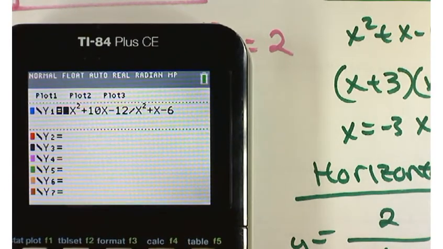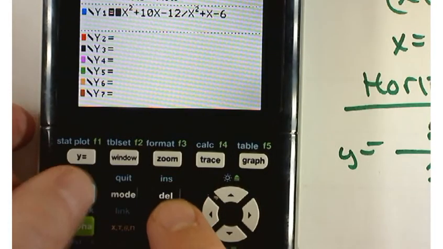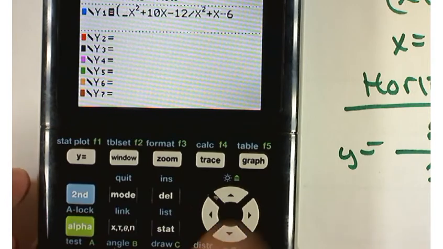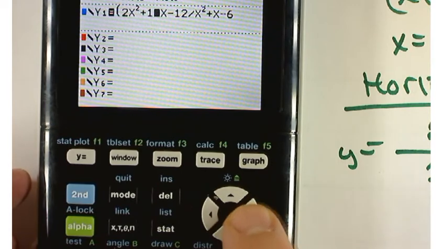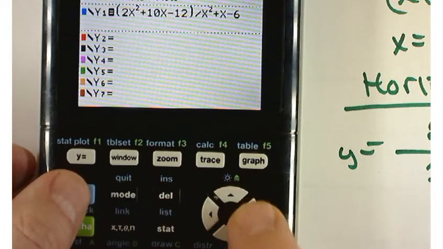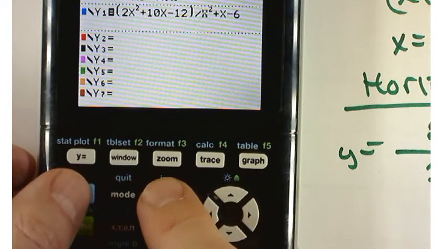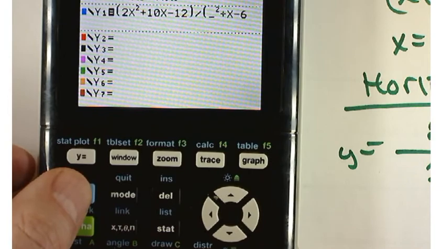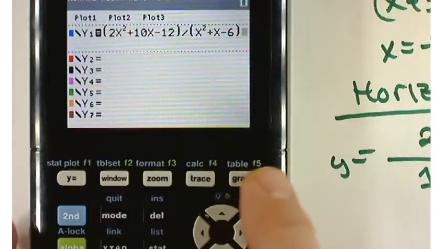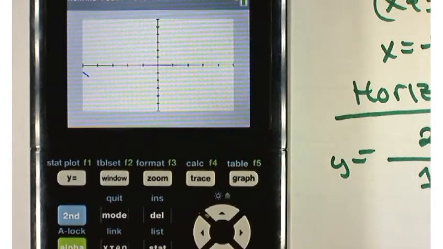I need parentheses. So the fix for there is you hit the second key, then the delete key, because above that is insert. Now I can insert a parenthesis here. Let me go over here and insert some more parentheses. And some more parentheses. And down here at the end. That should be a better looking graph. Let's take a look. There we go.